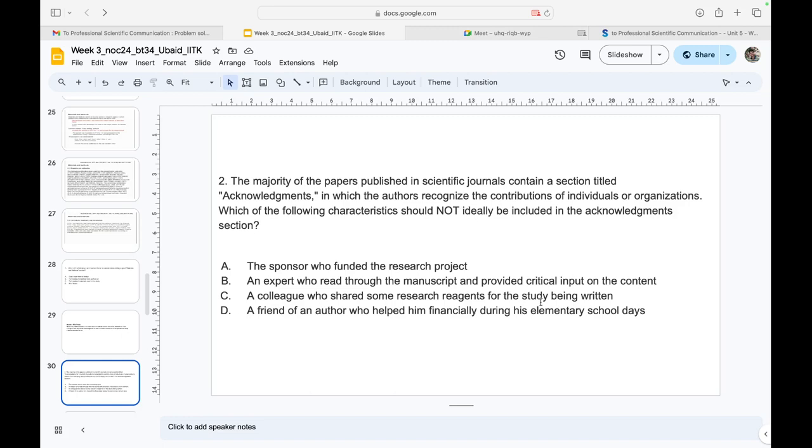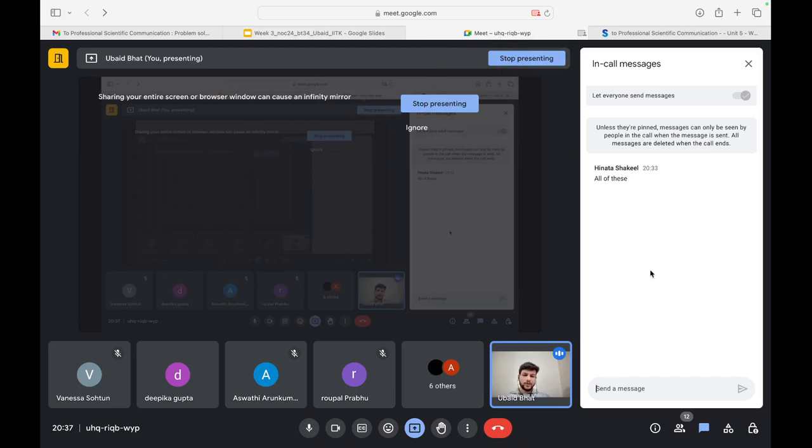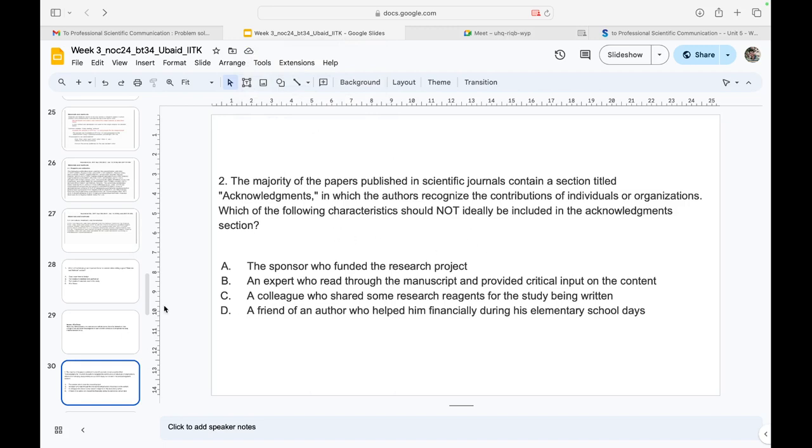For example, if you're doing your research in a lab, the elementary school days are very far back. But even if in your research group, a colleague is helping you emotionally, not directly related to the work, that should also not be acknowledged. There should not be any personal acknowledgement. In a thesis, you can personally acknowledge the people who have emotionally supported you, but in the paper, you cannot acknowledge your friends, colleagues or parents. In a thesis, you can. So this is the important difference in the acknowledgement section.